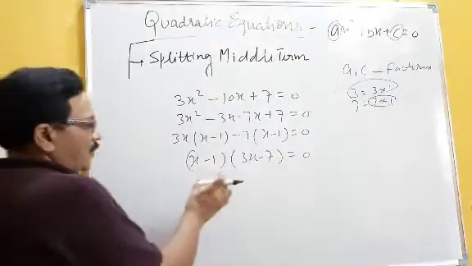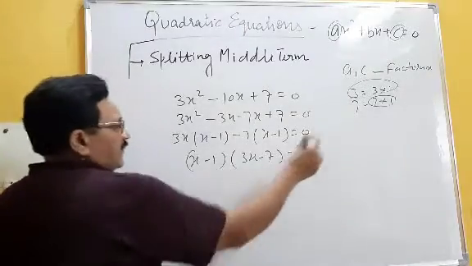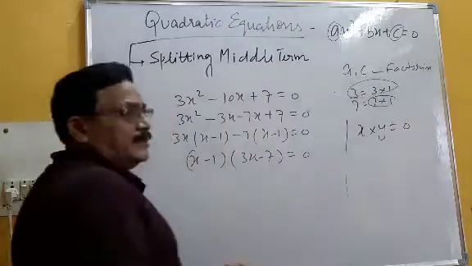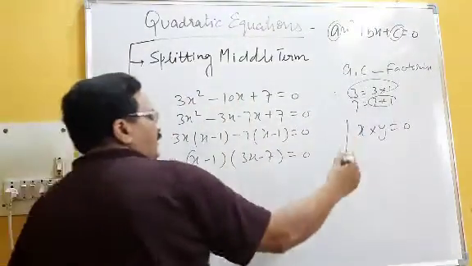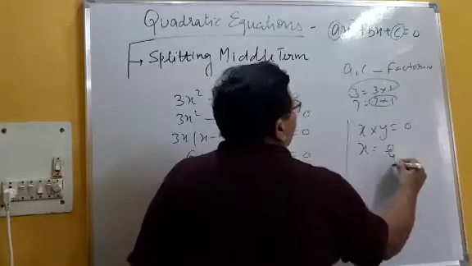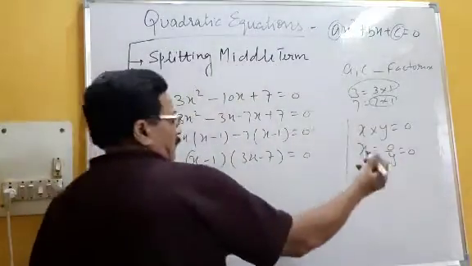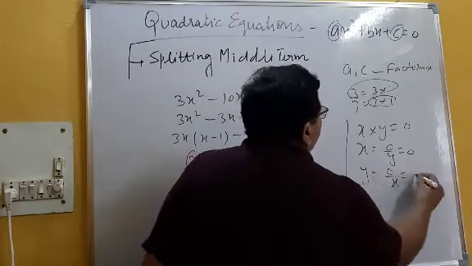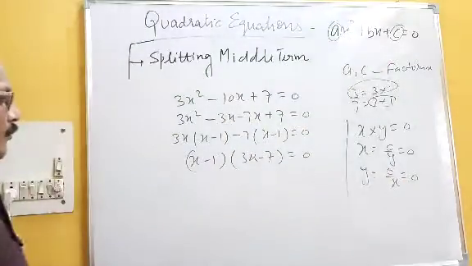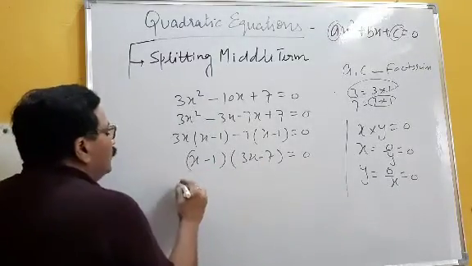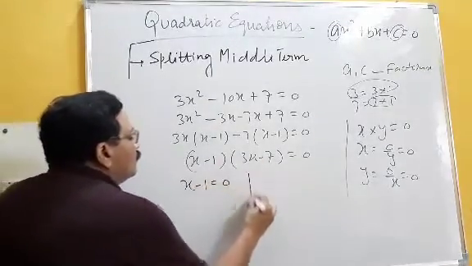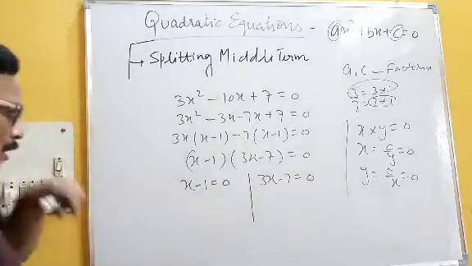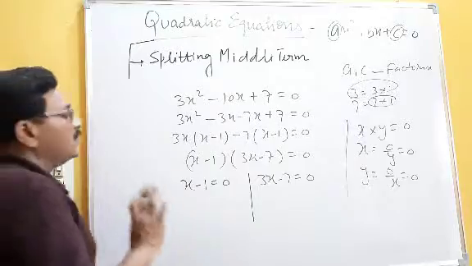Now we take one term to this side, either this or this. Suppose we have x into y equal to 0. If we take y to this side, what will you get? x is equal to 0 upon y, this will be 0. And you can take x to this side also, so y equals 0 upon x, this is 0. Now consider this as x and this as y. So first you will get x plus 1 equal to 0, and here you will get 3x plus 7 equal to 0. I think it is understood.